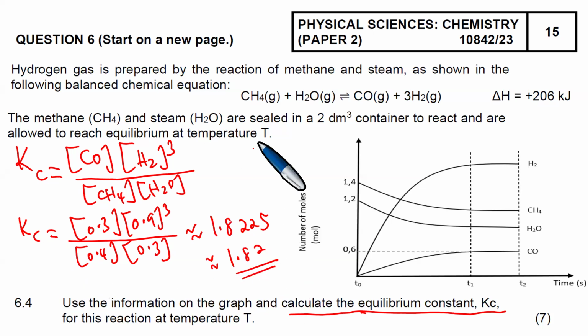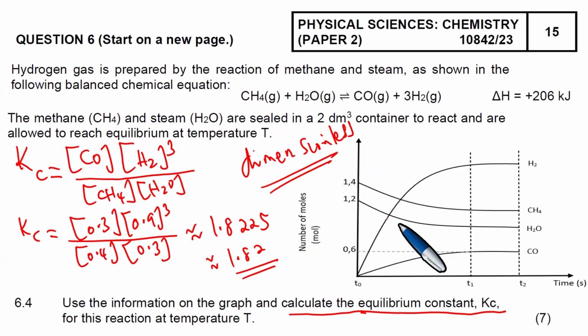But Kc is dimensionless. It means that it has no dimensions. It has no units. Kc has no units. Grade 11, grade 12 learners, pay particular attention to this and make sure you understand this as we proceed to the next question.